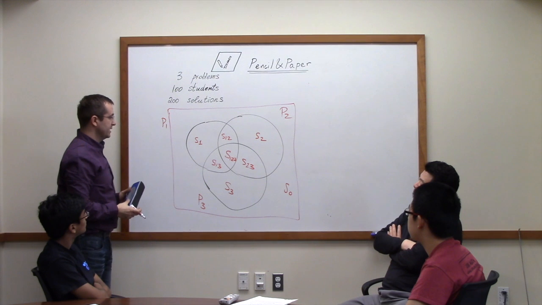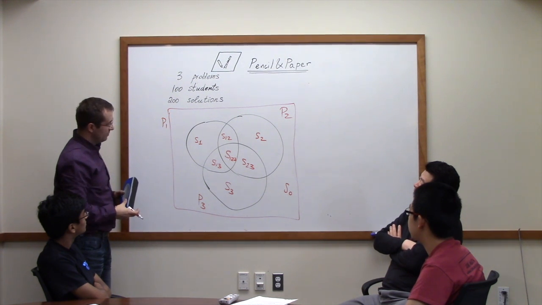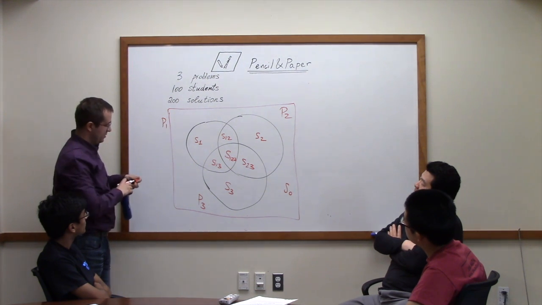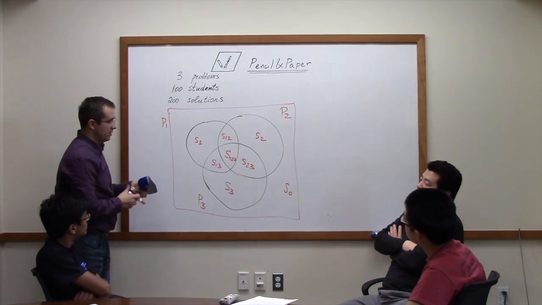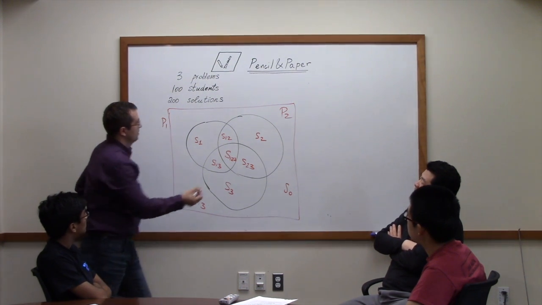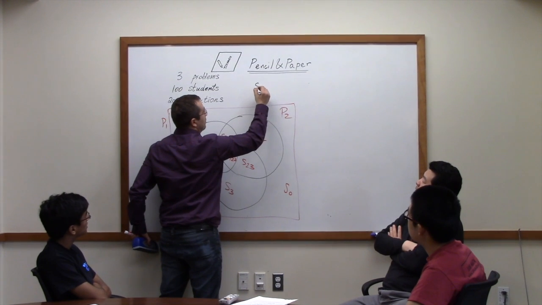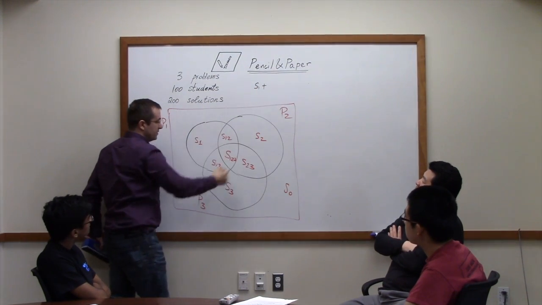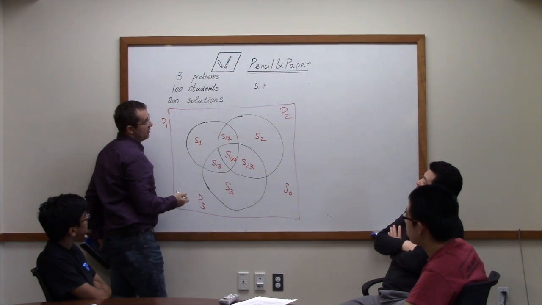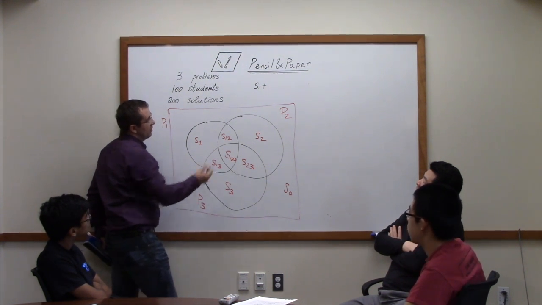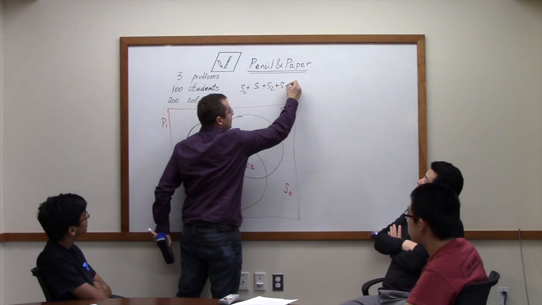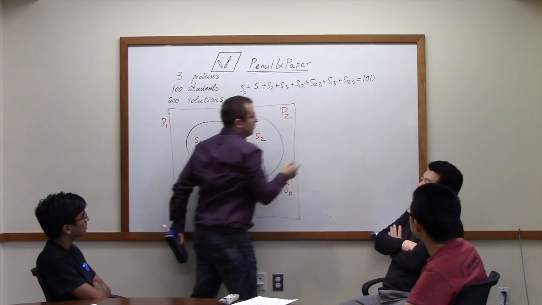So what do we know from the conditions? We know the sum of everything inside the circles is 100, since that's the number of students. But if you double count S12, S13, S23, and triple count S123, you get 200. This is adding solutions.